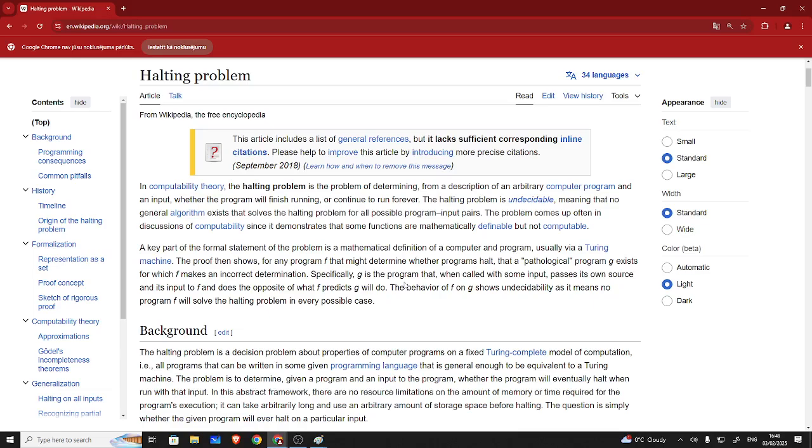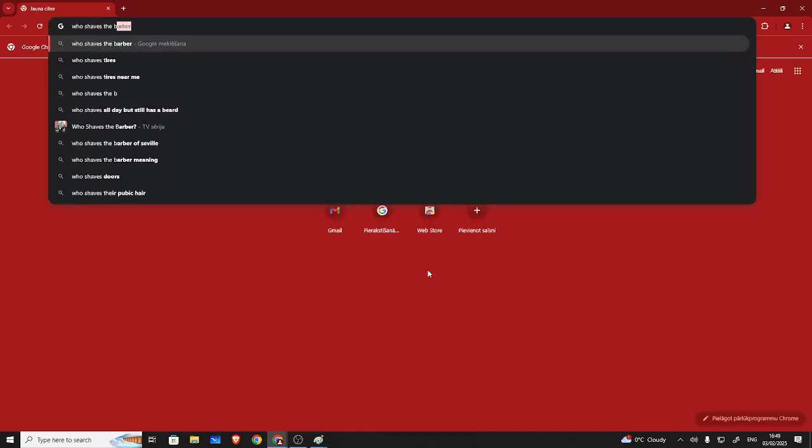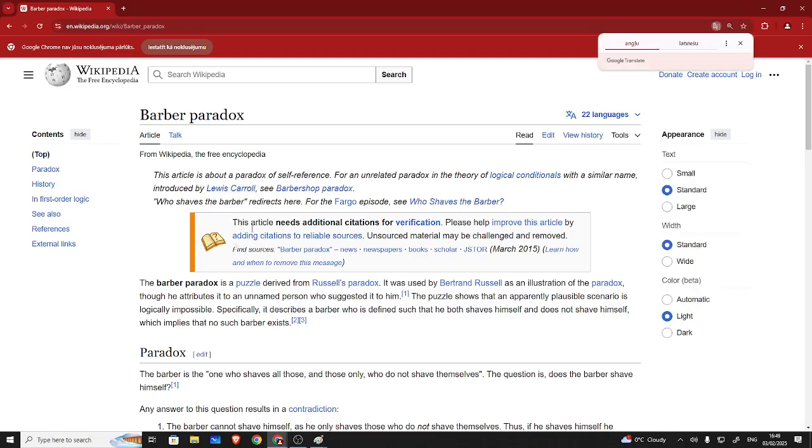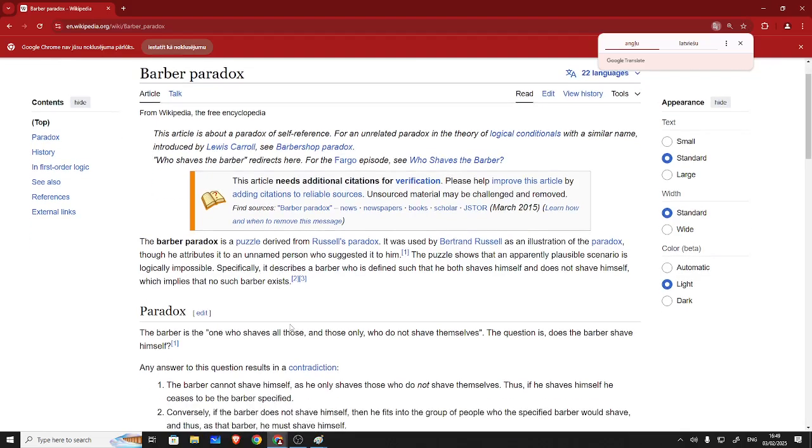You show you can build a program which tries to prove itself, and there's going to be a problem. It's sort of a variation of the barber problem: who shaves the barber? The barber paradox. The barber shaves those who do not shave themselves. Does the barber shave himself?